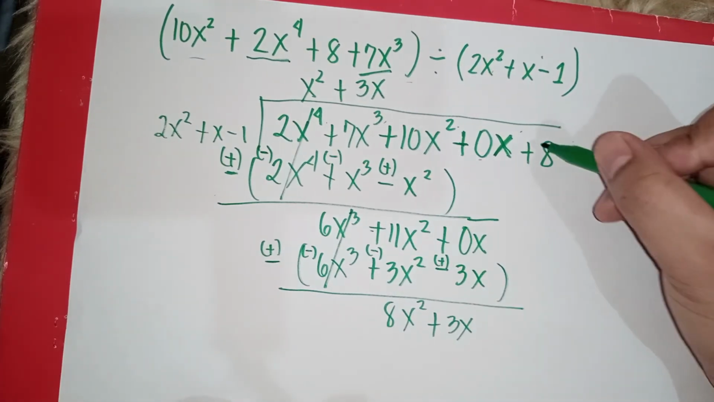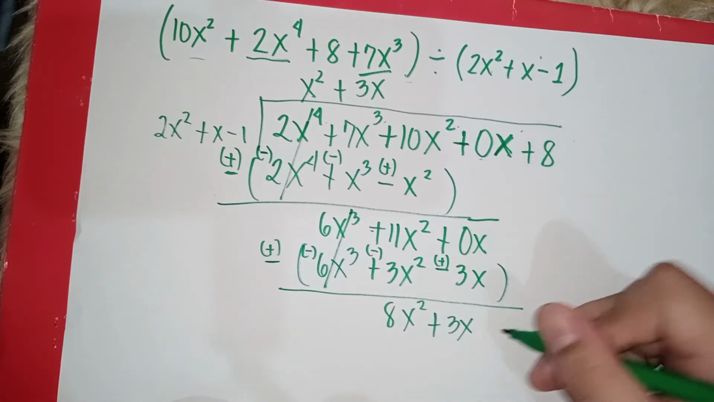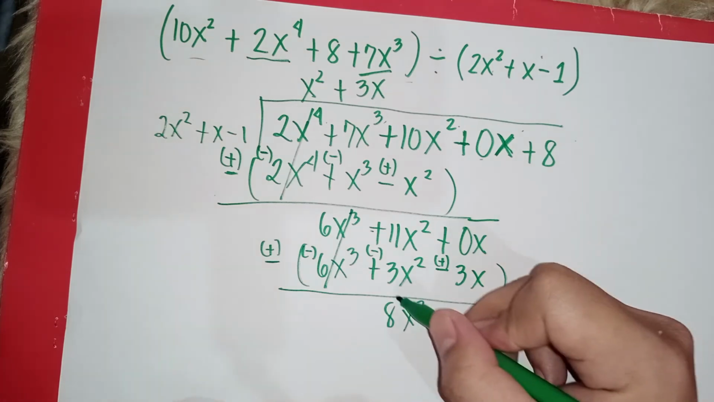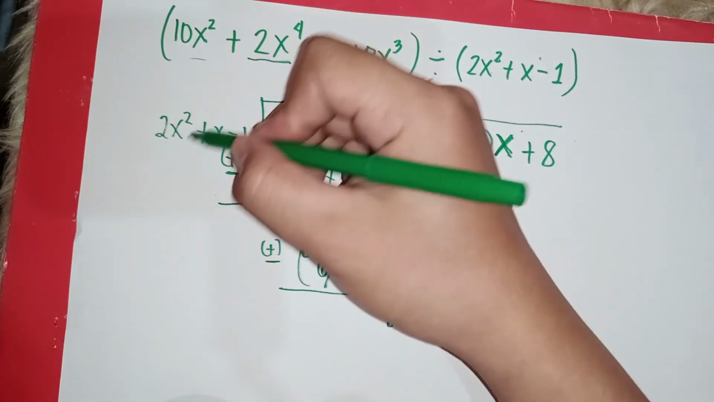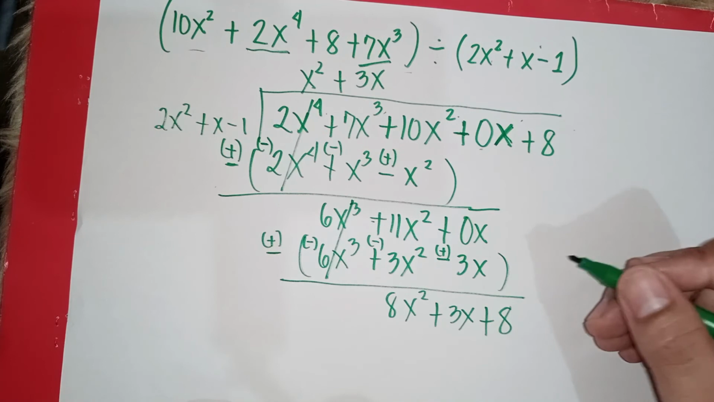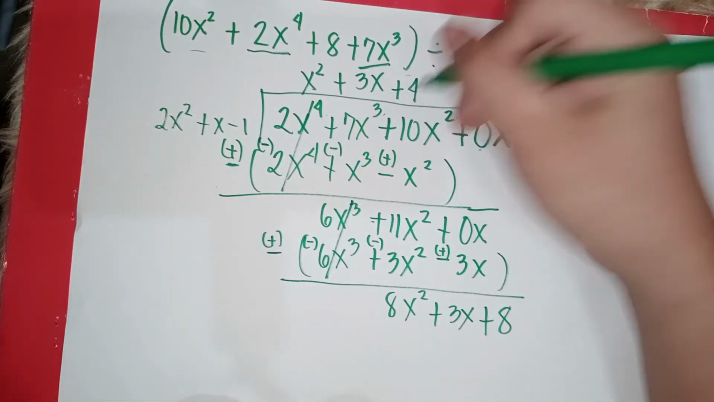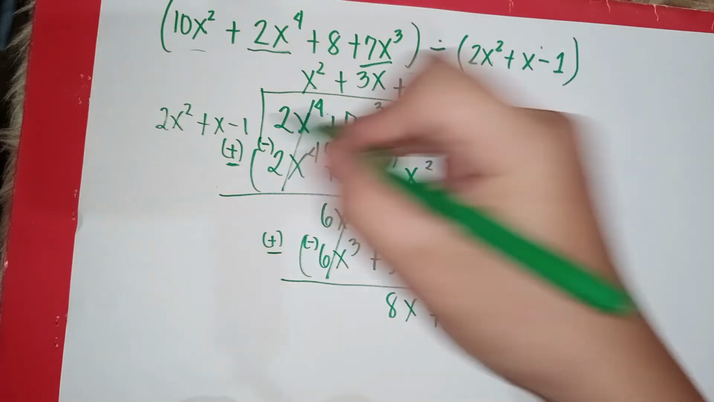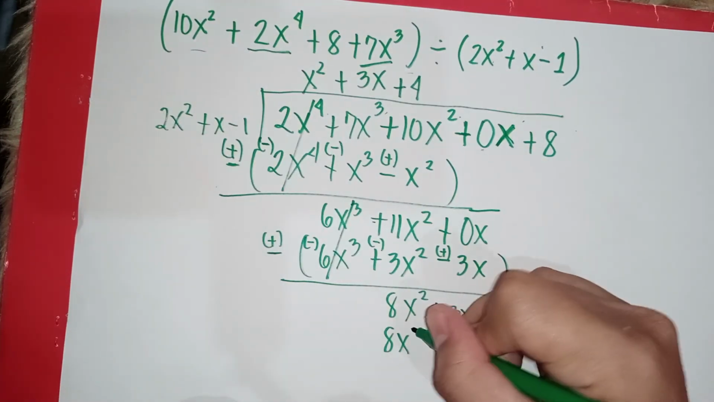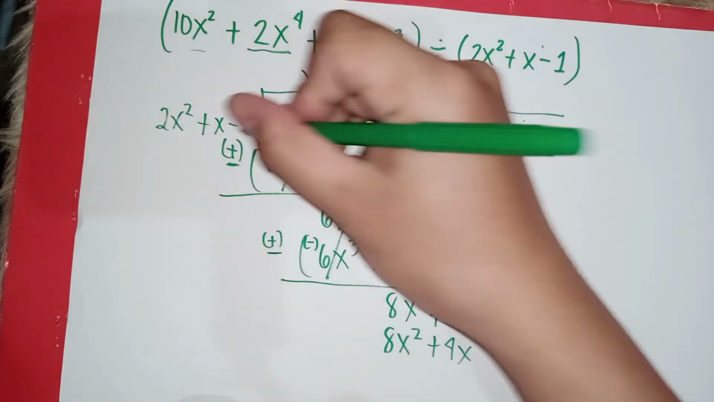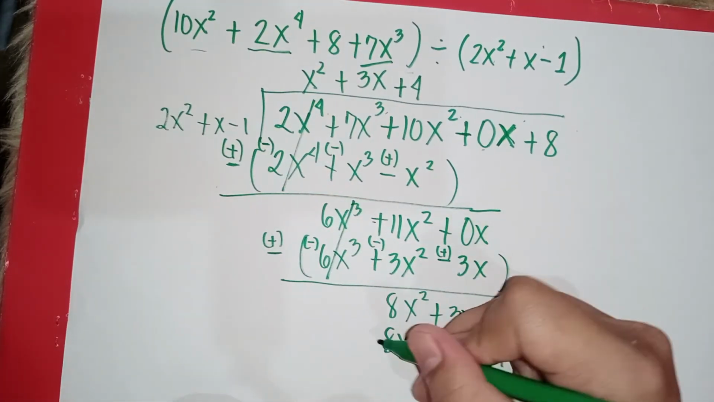Okay? Then, bring down natin yung last na term ng ating dividend. This is plus 8. So, again, divide natin yung first term nito by the first term of our divisor. So, 8x squared divided by 2x squared, that is plus 4. Okay? 4 times 2x squared, that is 8x squared. 4 times x, that is 4x. 4 times negative 1, that is negative 4.